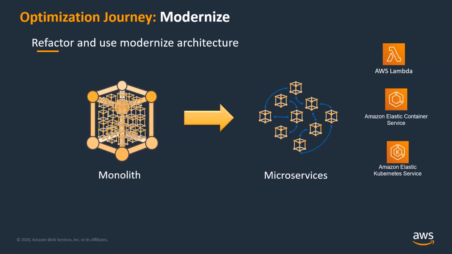And two of the best ways to implement microservices are using serverless Lambda, or you can containerize your Windows applications and use Fargate, and either ECS as an orchestrator or EKS as an orchestrator.